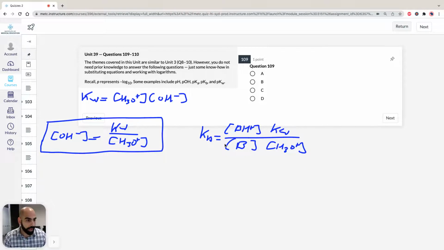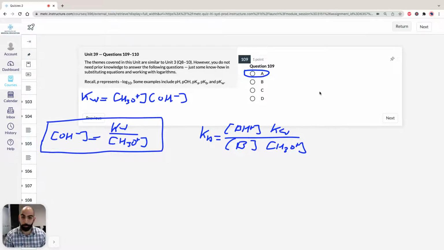So our answer has to be, if we take a look at the options, A says Kb, so we've got Kw at the top, at the bottom, there we go. So our answer is A. Straight away, you know the answer has to be A. Just by substituting the values into the formulae, we get our answer.